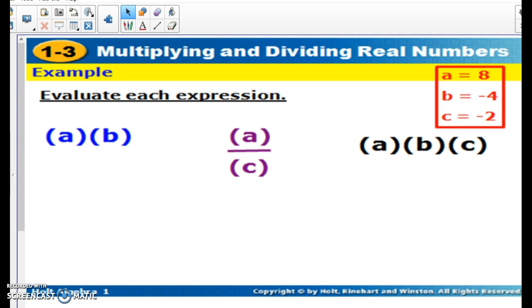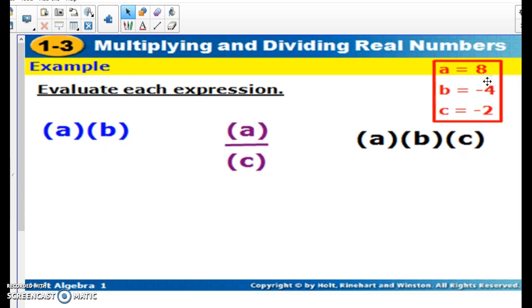We'll just do some problems here. If I have a times b, if a is 8 and b is negative 4, so positive 8 times a negative 4 is going to give me a negative 32. A divided by c, so 8 divided by negative 2, is going to give me a negative 4. And then I multiply them all together, so 8 times 4 is 32, 32 times 2 is 64, and then I have two negatives, so they're going to cancel out, so it's going to end up being a positive 64.